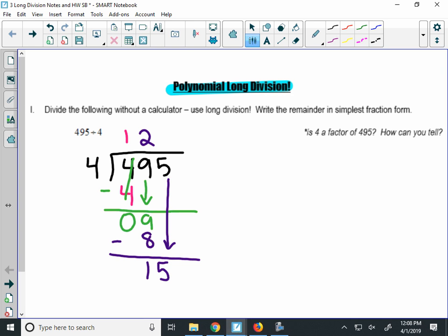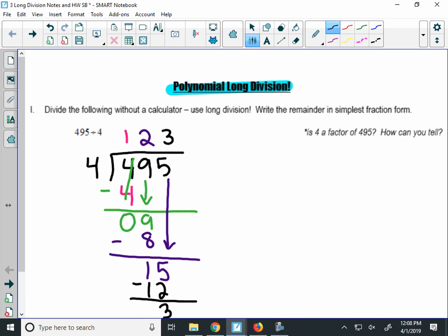How many times does 4 go into 15? 3 times, which 3 times 4 is 12, and you subtract. Now, 15 minus 12 is 3. Do I have anything else to bring down? We could do decimals. We're not going to do decimals because we're going to have remainders in what we're doing in class. So this 3 ends up being the remainder.